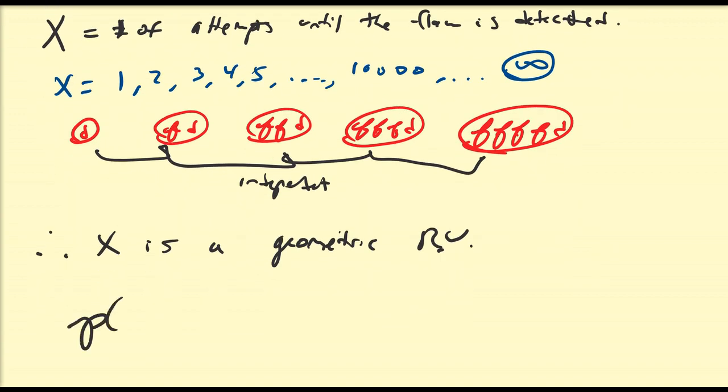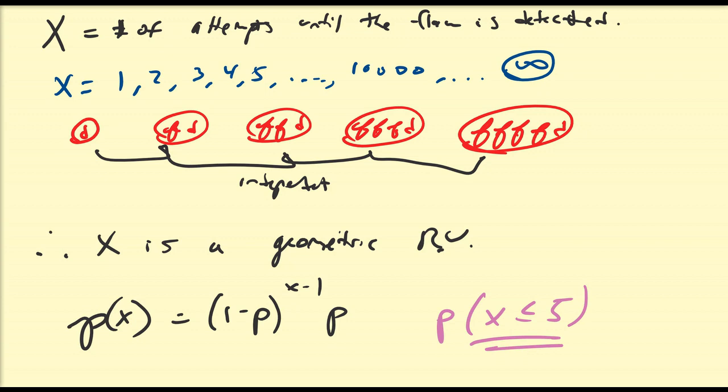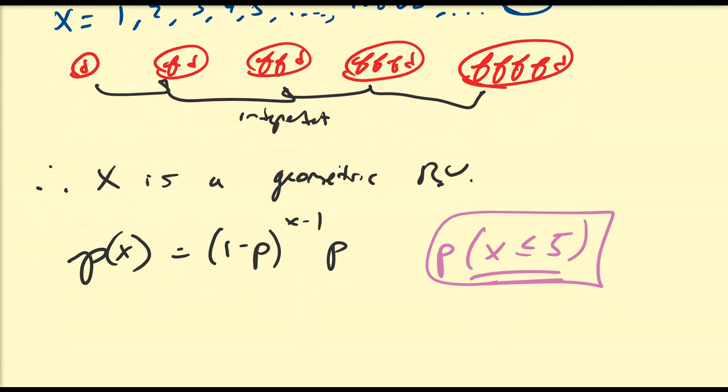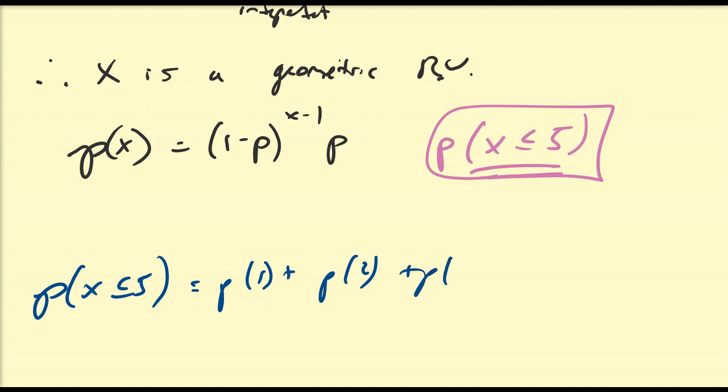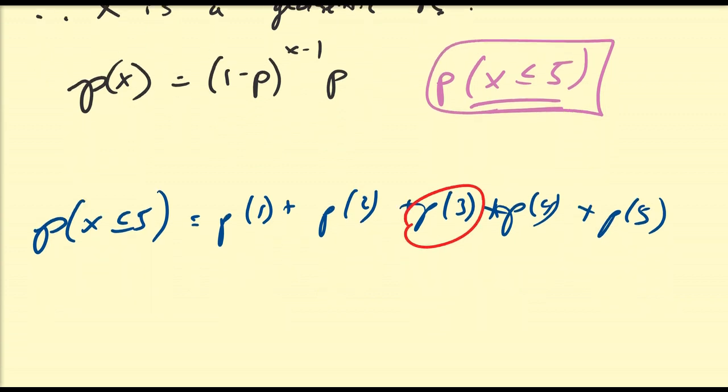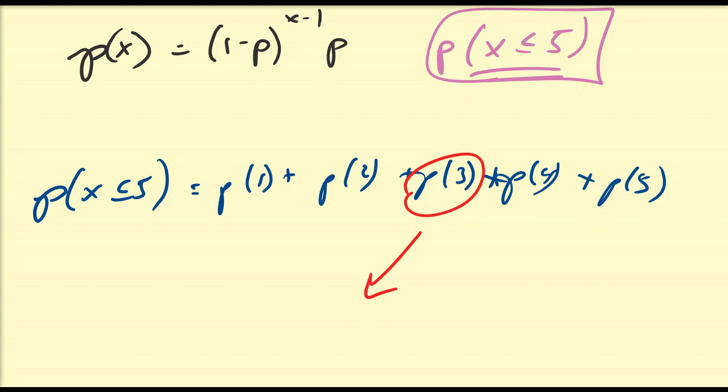Alright, so remember the PMF for geometric, so that's going to be 1 minus p to the x minus 1 times p. And we're interested in finding the probability that x is less than or equal to 5. So this is what we're going for. Alright, so we know that the probability that x is less than or equal to 5 is going to be the probability of 1 plus the probability of 2 plus the probability of 3 plus the probability of 4 plus the probability of 5. So if we want to find any one of these in particular, so the probability of 3, that's going to be 2 failures, 1 success. So that's going to be 1 minus p to the 3 minus 1 times p.